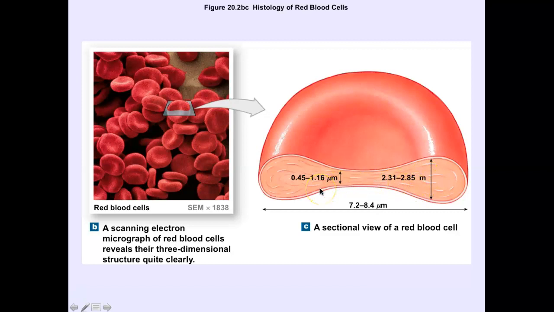This allows them to be flexible and bendable so that they can move through capillaries. Capillaries are so small that they only allow one red blood cell in at a time. So tiny, tiny blood vessels. This shape also allows more surface area for oxygen to diffuse in and out, as well as carbon dioxide to diffuse in and out. Okay, so this shape is called biconcave.